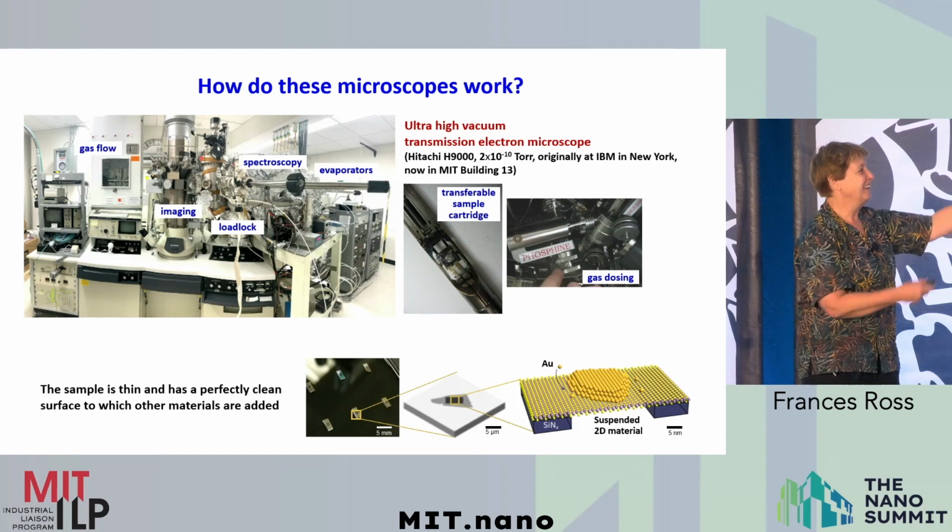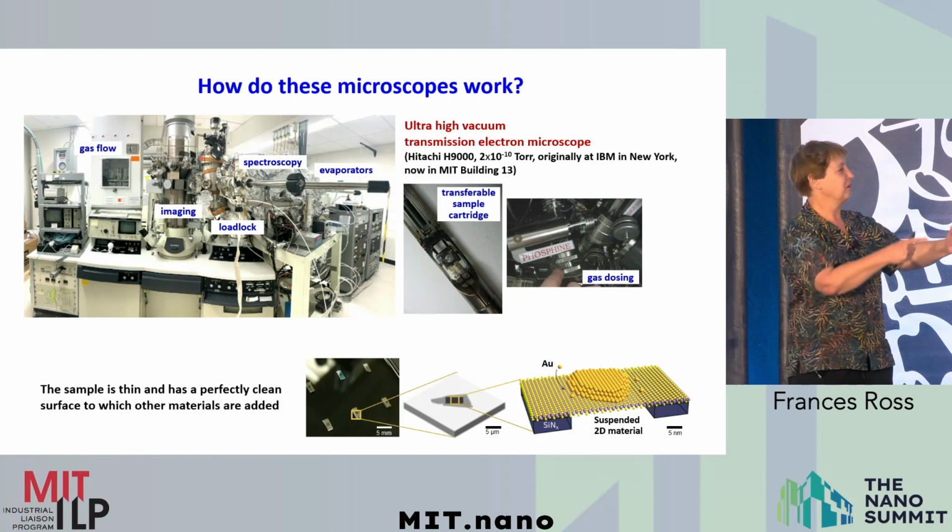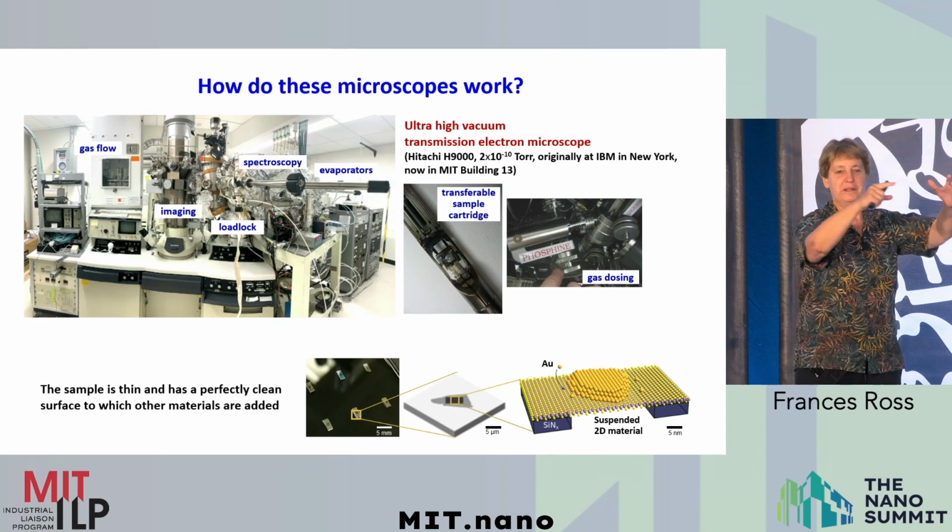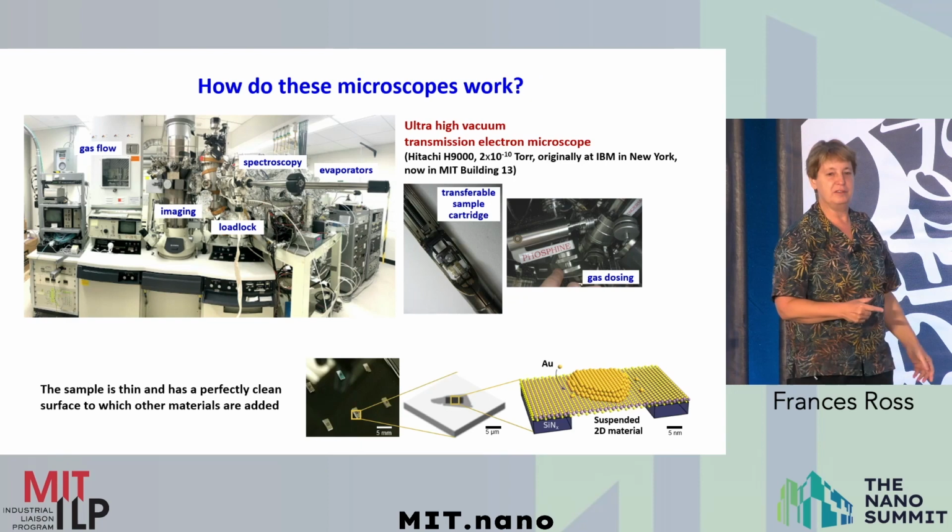But look at this fabulous thing, right? The microscope is where it says imaging. You can see the microscope itself, that columnar part. The electrons are generated at the top. They go through some lenses. The sample is in the middle. And then down at the bottom, you see the viewing screen, and the camera is even below that. So that's how we record the images.